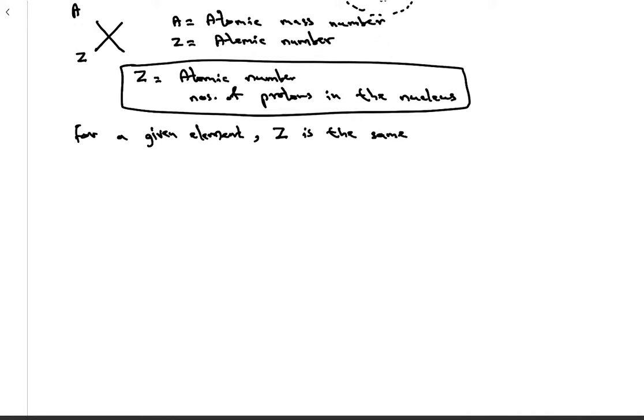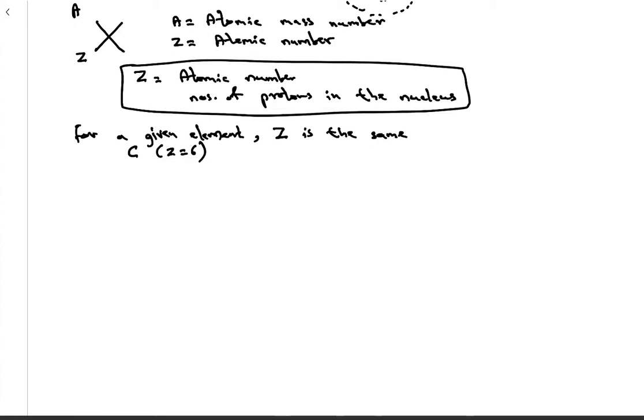Meaning, if I have, for example, an element like, say, carbon. Carbon has an atomic number of 6. So the Z in carbon is 6. It doesn't matter, as long as it is carbon, it will always have a Z of 6.